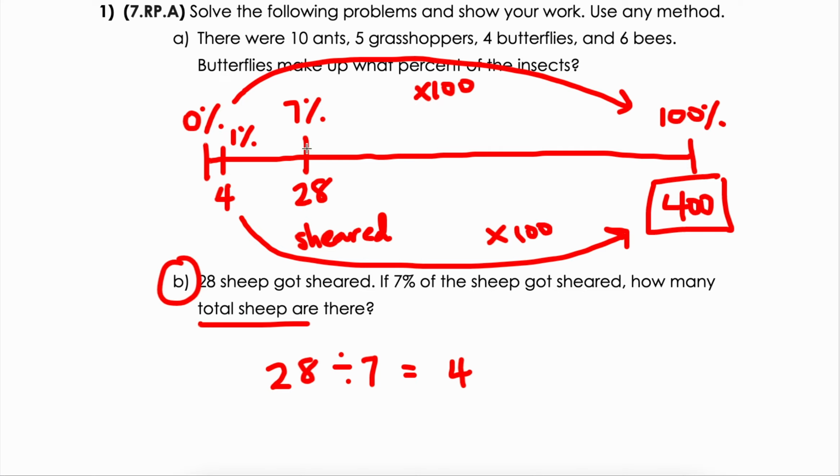So again, I took my answer when I figured out 1% after dividing into those 7 pieces, 1%, 2%, 3%, 4, 5, 6, 7. This would be 4 plus 4 plus 4 plus 4, 7 times. So I divided it by 7 to figure out what each of those parts is, which is 4. Multiply by 100 to get to the total. I also get the answer of 400. So use whichever method you find easier to figure out.